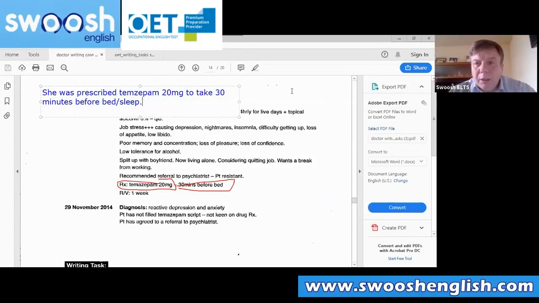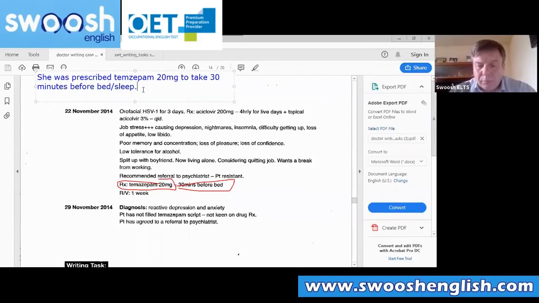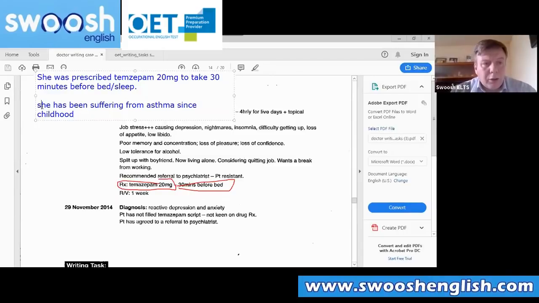So Subin, does a disease condition take an article? For example, he's suffering. No, it depends on what it is. So not an asthma. So she has had asthma since childhood. Okay, so no article.